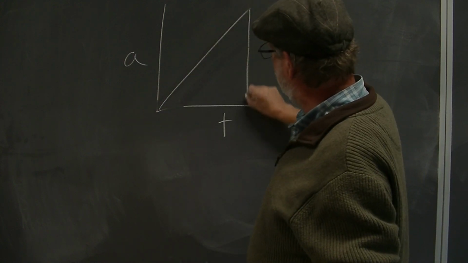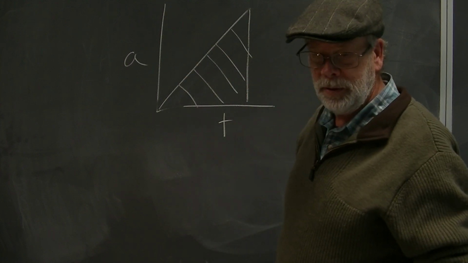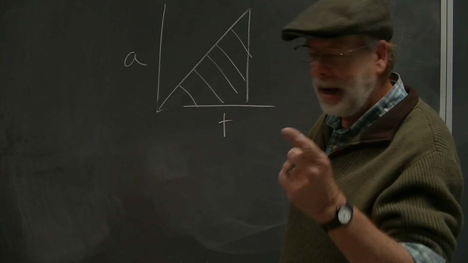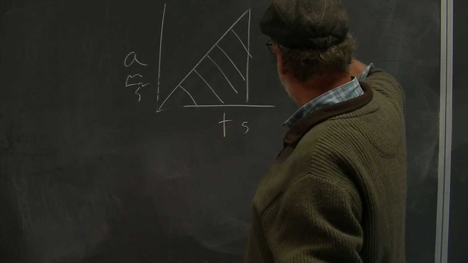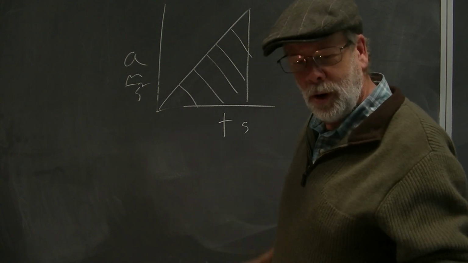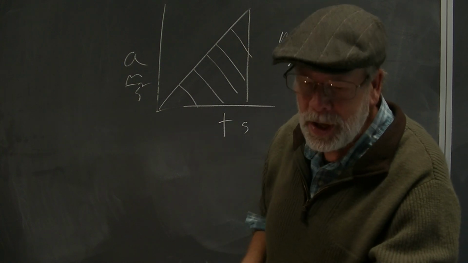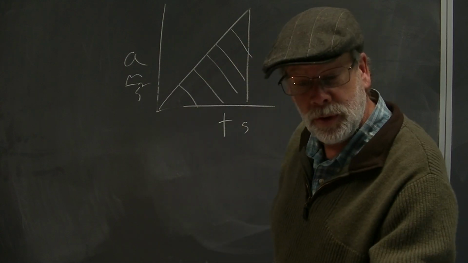Oh, but wait, what about area under the curve here? Does that have any meaning in this world? Velocity. Meters per second squared times seconds. Seconds cancel, so you are indeed absolutely correct. Meters per second is the area under the curve.